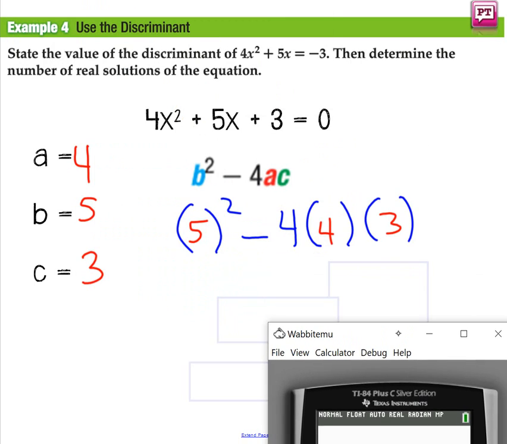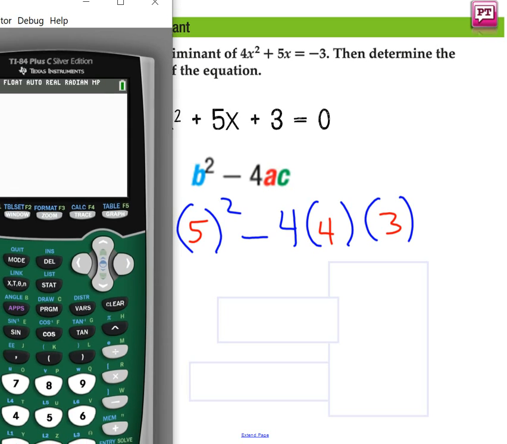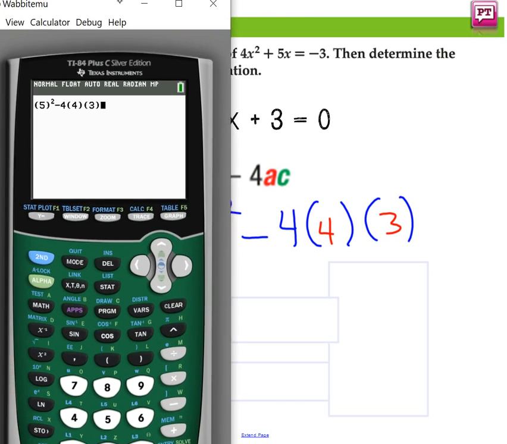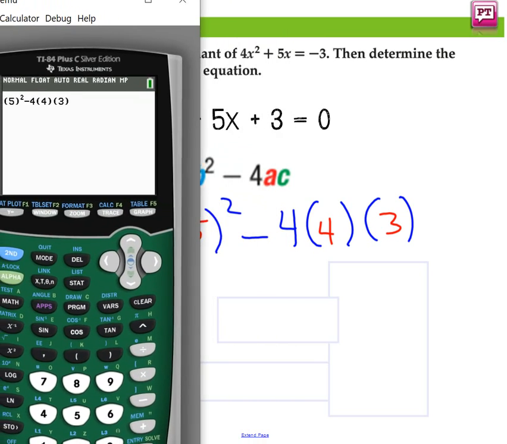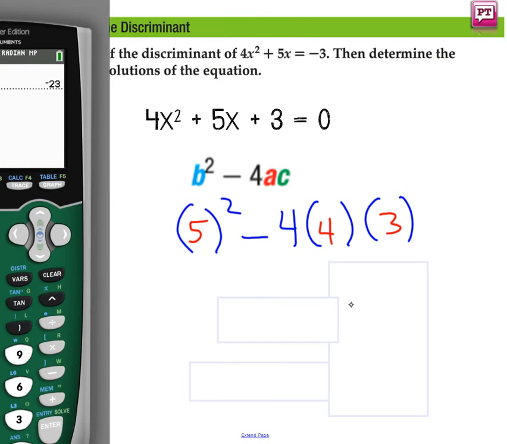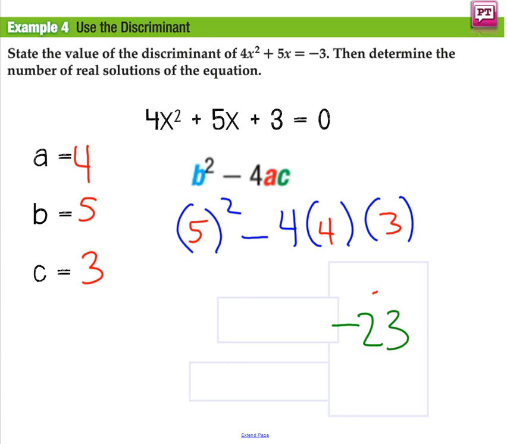All right, so we're going to use it. And we are going to type 5 squared minus 4 times 3. So you can even include these parentheses. Parentheses 5 squared minus 4, parentheses 4, parentheses 3. And look at that. It looks exactly like what's written on my paper. Exactly what's on my paper is exactly what's going to go in the calculator. And by doing that, I can get my answer. Now my answer is negative 23. Do you remember the rule? What happens if your answer is negative? That's right. This problem has no solutions.